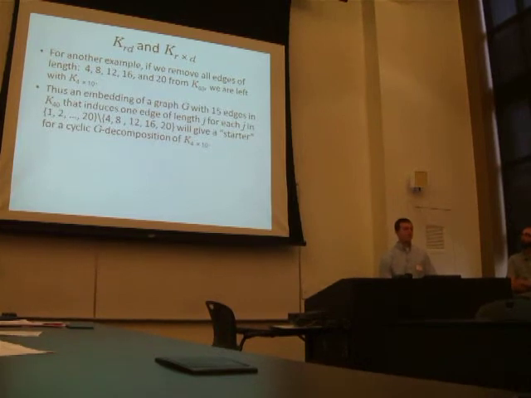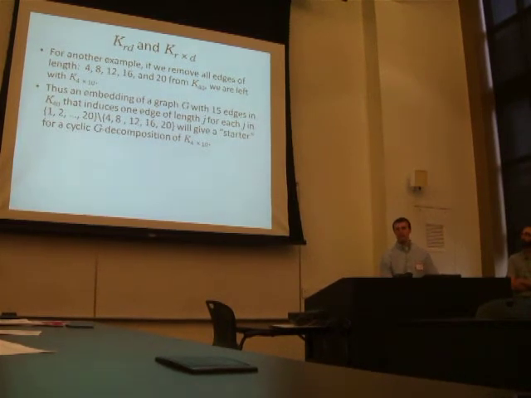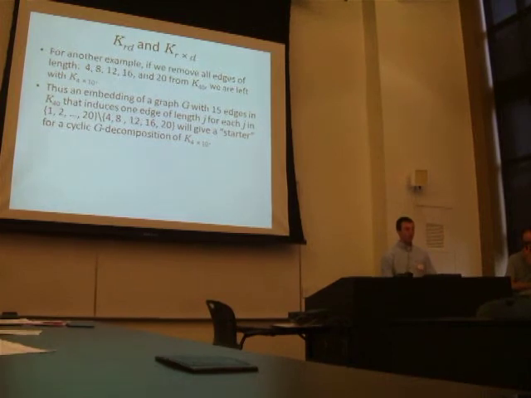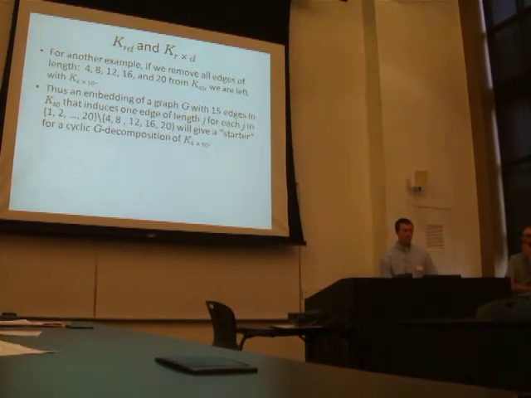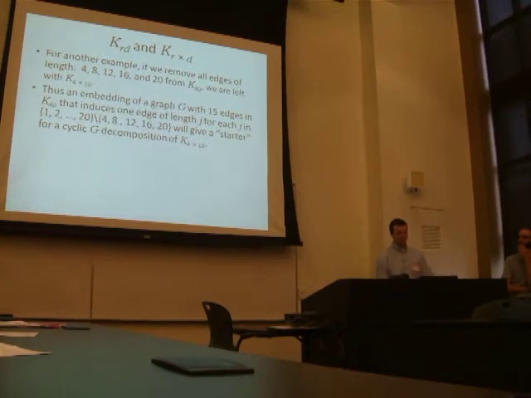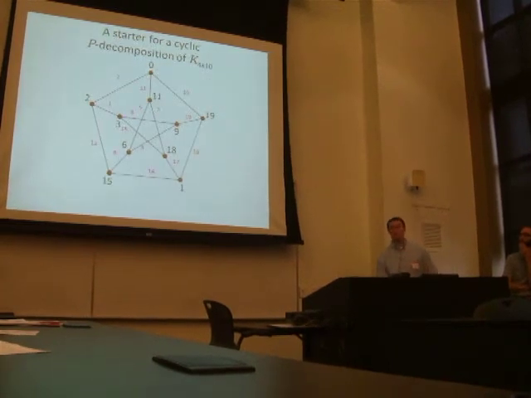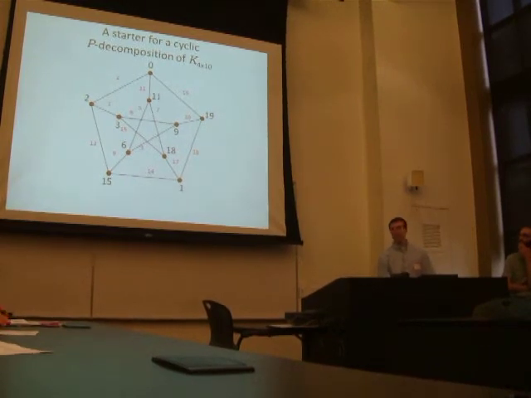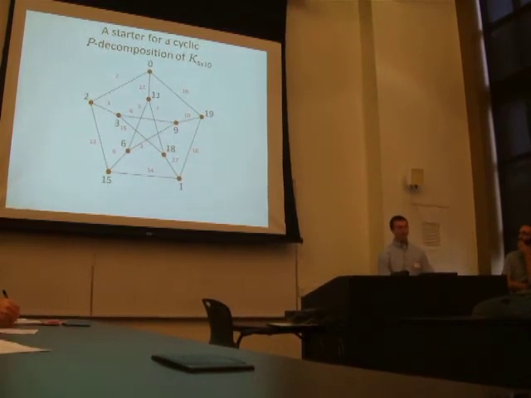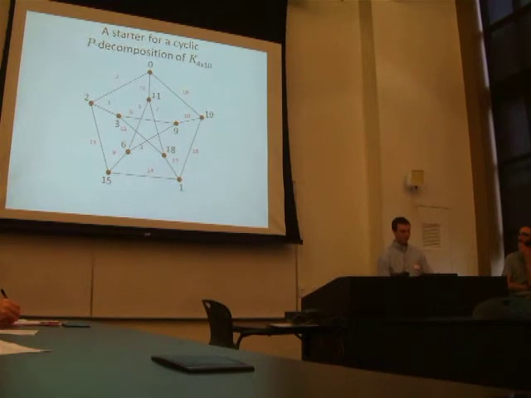So what this means is if we take a graph G that has 15 edges, we embed it in a K40, we want edge lengths 1 up to 20, since K40 has 20 edge lengths, but we don't want the multiples of 4. This is going to give us a starter for a cyclic G decomposition of K4 cross 10. An example of this is the famous Petersen graph. It has 15 edges. We've put it in K40, but we've skipped all the edge lengths that are a multiple of 4, and so this gives us a starter for a cyclic P decomposition of K4 cross 10.